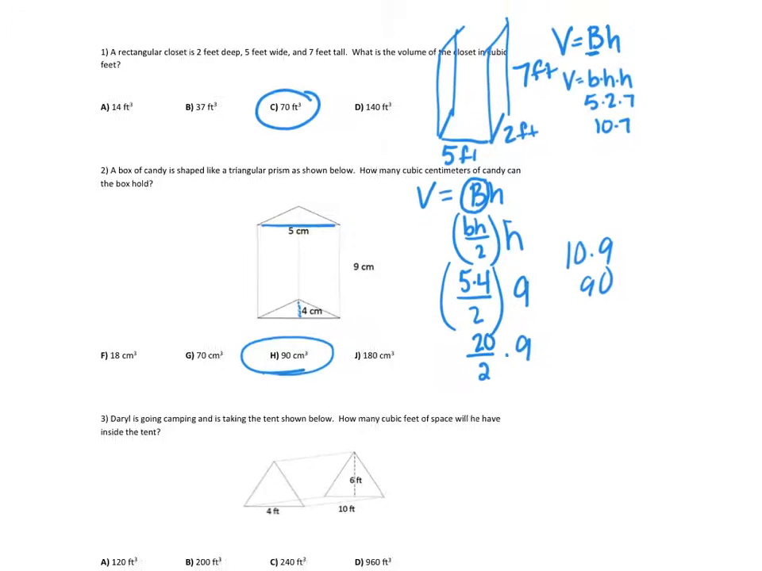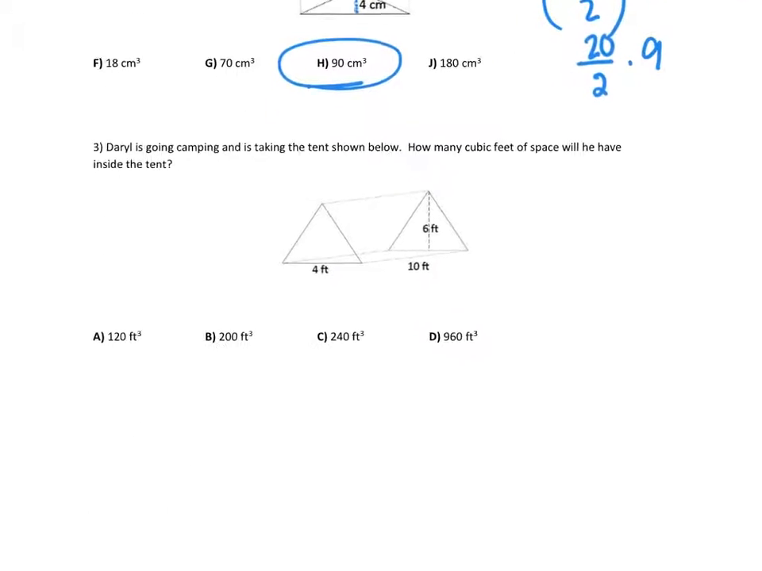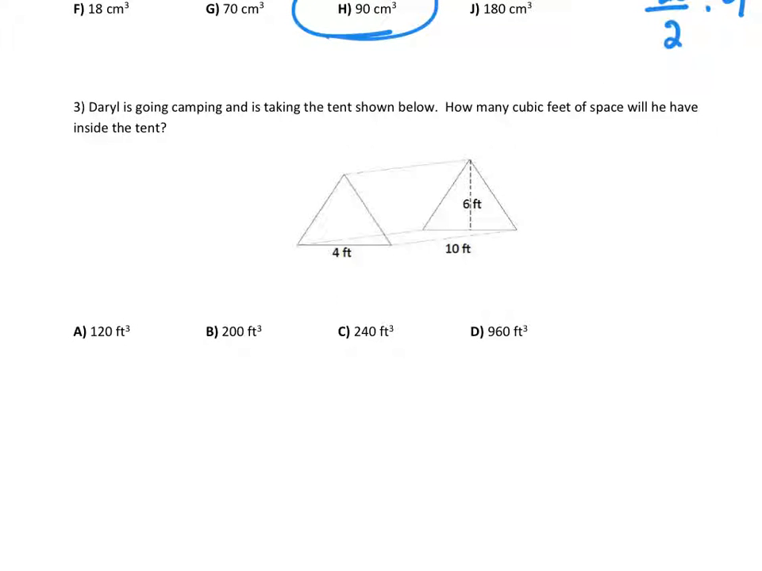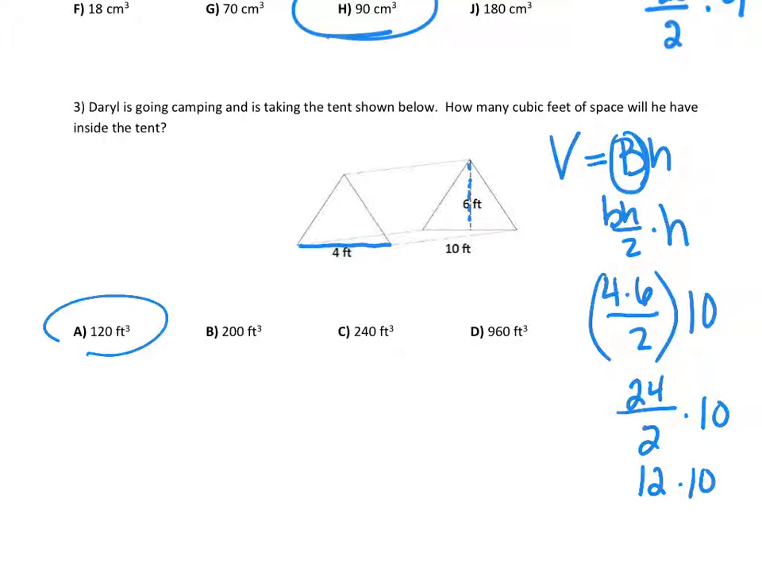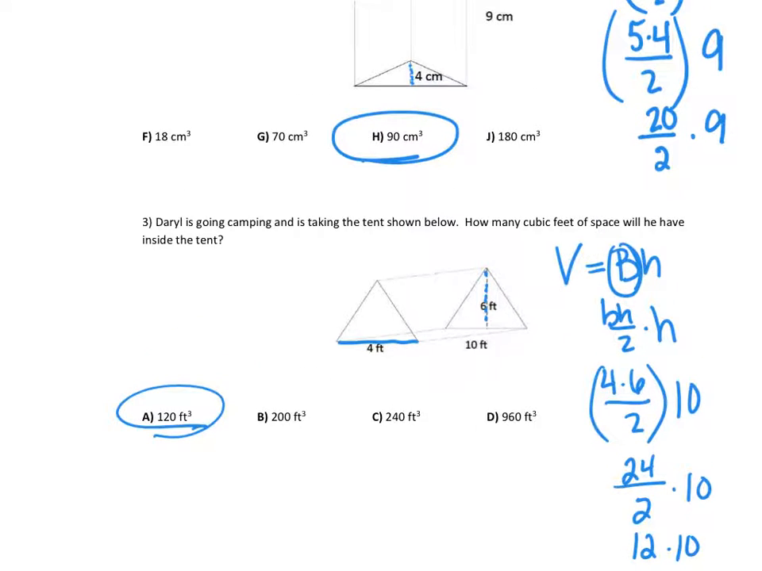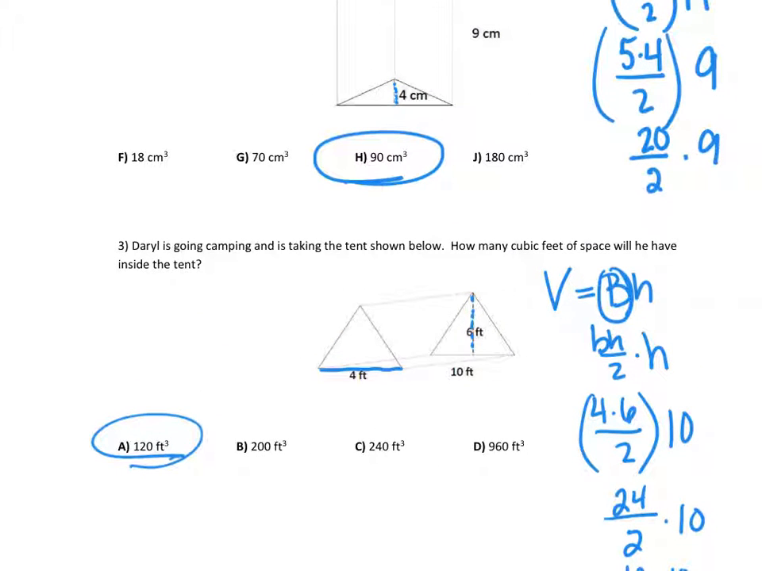Number 3: Daryl is going camping and is taking the tent shown below. How many cubic feet of space will you have inside the tent? So you're talking about volume here. That same formula, we're going to sub in our area of the base formula. So the base of my triangle is 4. The height of my triangle is the 6 right here. And the height of my prism is 10. So 4 times 6 is 24. 24 divided by 2 is 12. 12 times 10 is 120. Okay, so that should have solved 1, 2, and 3.